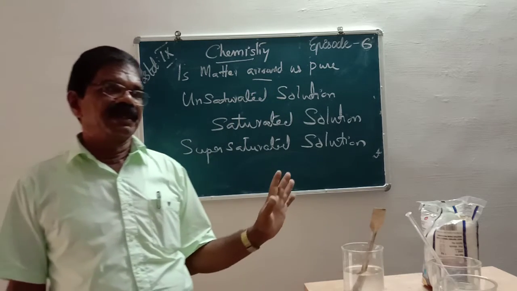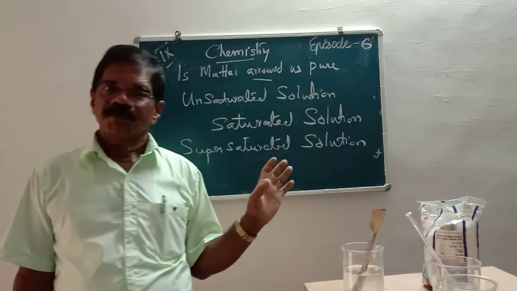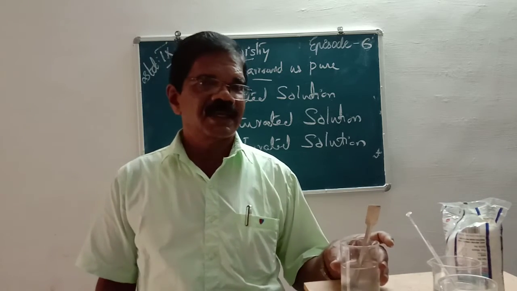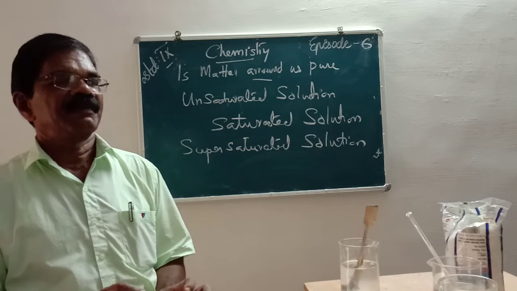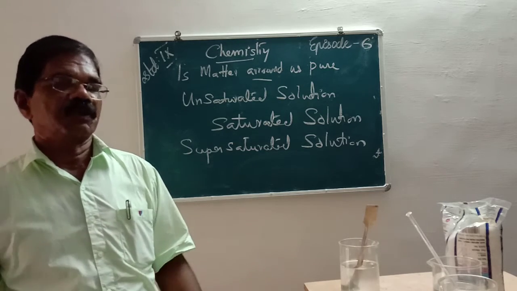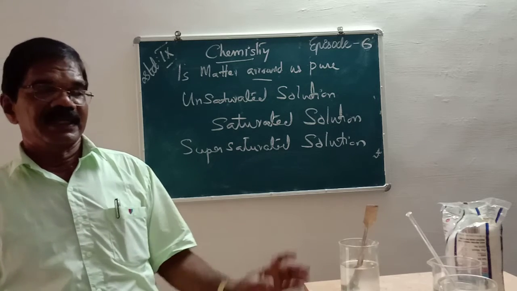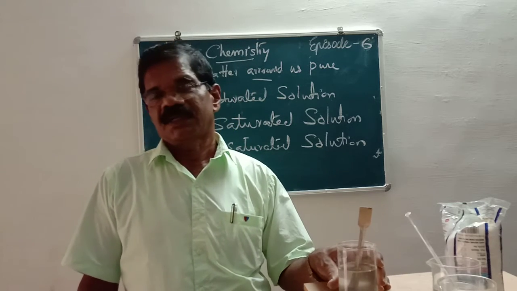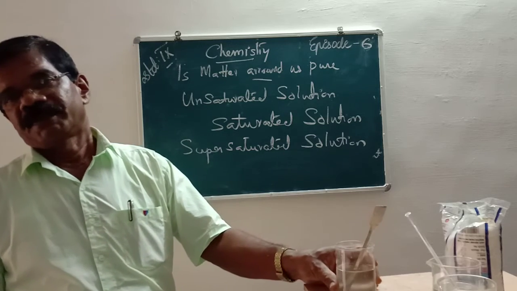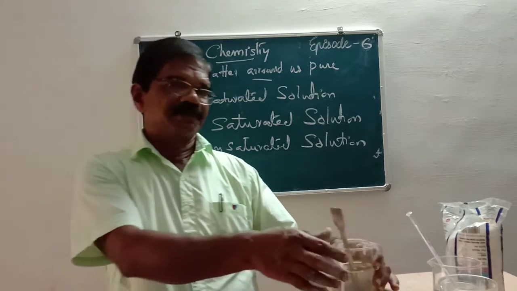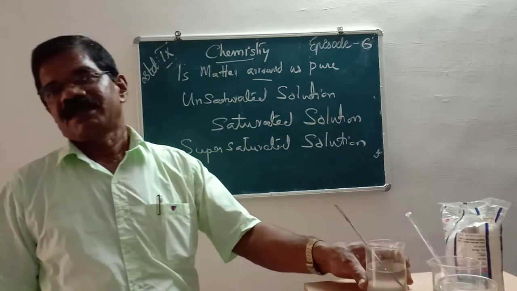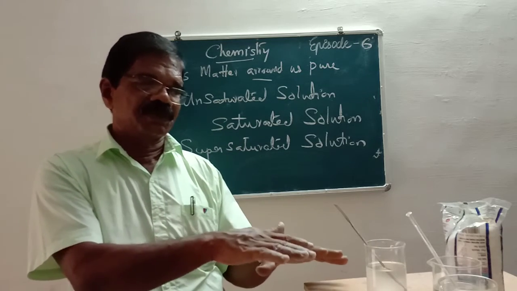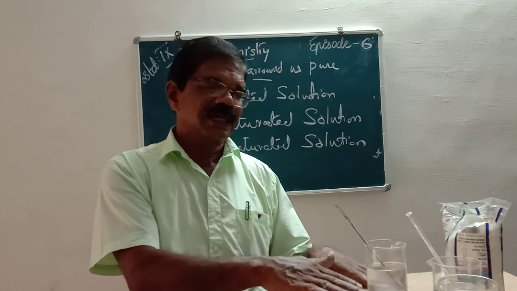Then we can see what happens when it remains for a long time. When it remains for a long time, an unsaturated solution does not change. A saturated solution does not change. But a supersaturated solution, what happens? We know we made the supersaturated solution by increasing the temperature. On heating, the temperature increases and it can dissolve more solute. If we leave the solution for some time, the temperature decreases and the excess amount of solute is settled at the bottom.